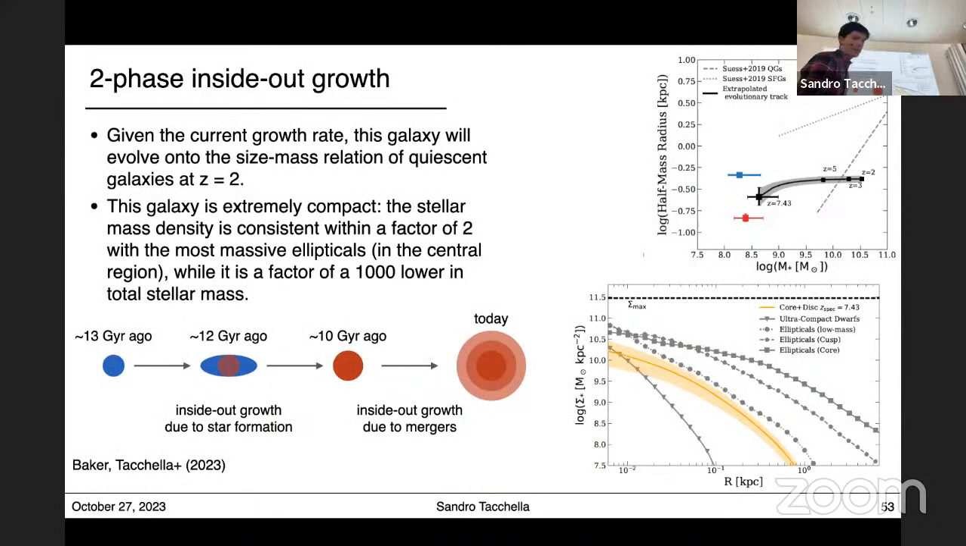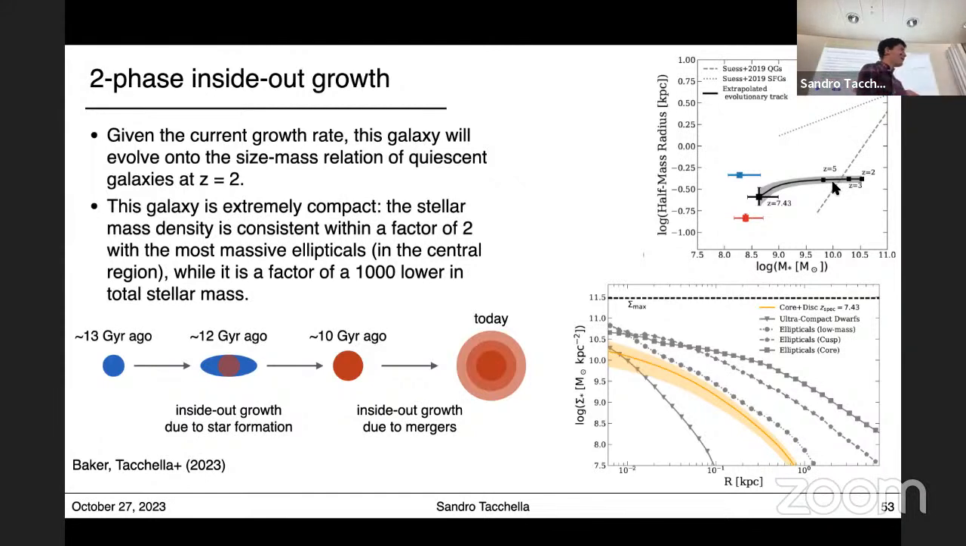And so this is shown here on the top right. If you take, and this is a very simplistic assumption, basically the distribution of star formation now and just integrate it up, you can see that such a galaxy that is very compact now just keeps growing and actually evolves quite nicely onto the size-mass relation of quiescent galaxies at redshift 2. So you don't need to change much, actually. You can just keep this galaxy growing inside out slightly, not by much, but by a factor of 2 or 3, and then this galaxy ends up very nicely here on the size-mass relation.